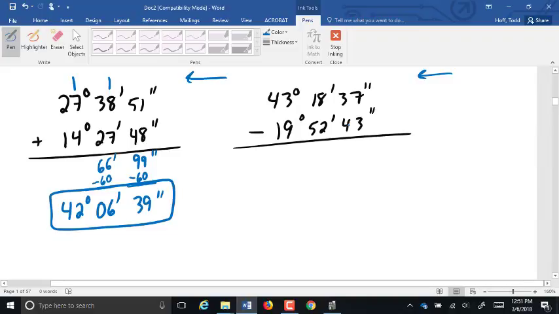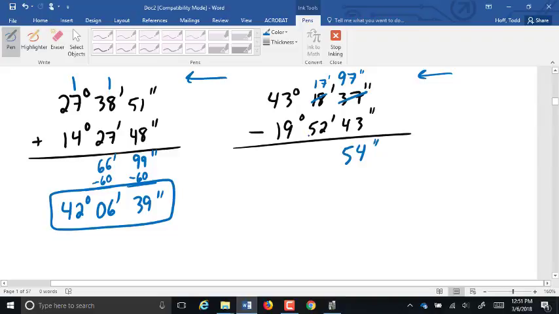37 minus 43 can't be done, so I borrow from the 18. That's now 17 minutes. What does the 37 seconds become? 97. We borrowed 1 minute, which was 60 seconds. 97 minus 43 is 54. Now we've got 17 minus 52, which is a problem.